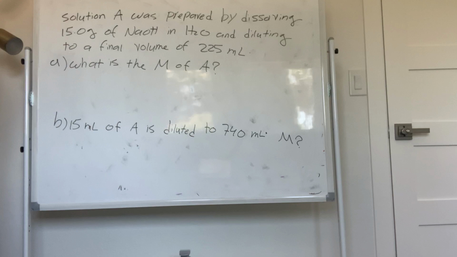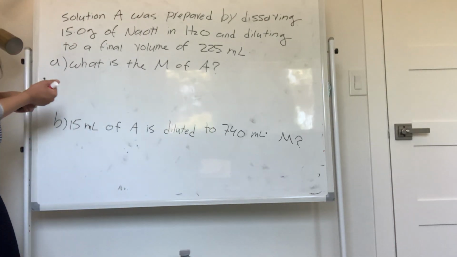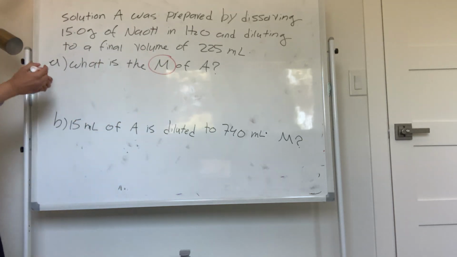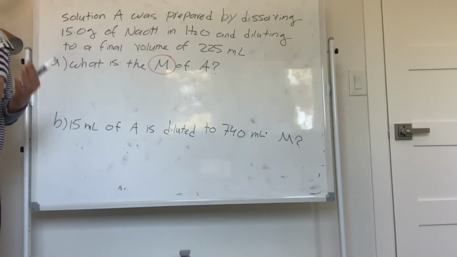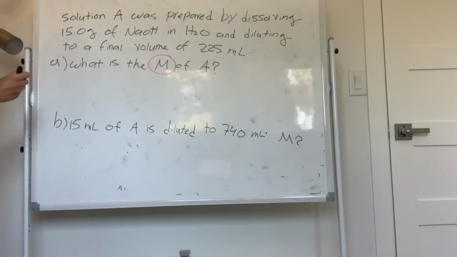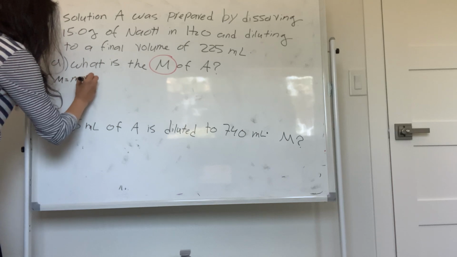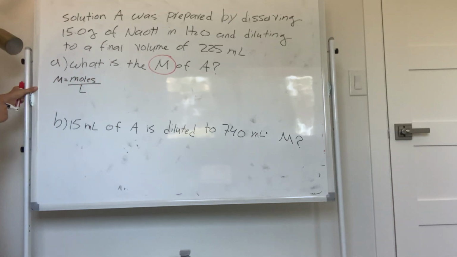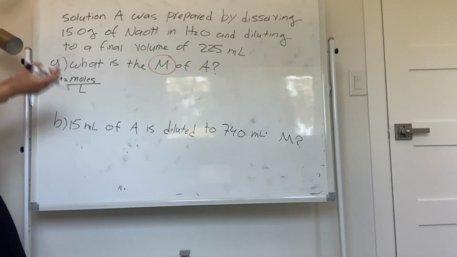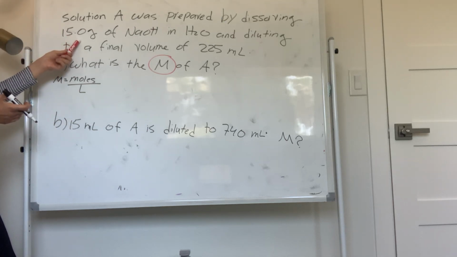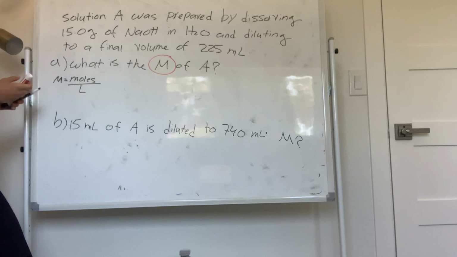Now, if you read the first question, you go, okay, this is not bad. They're asking me for molarity. And I know what molarity is. Molarity is moles per liter. Now the problem is, molarity is moles per liter, but I don't have the moles here. Do you agree? But could you figure out the moles? You could, because they give you the grams of the solute.